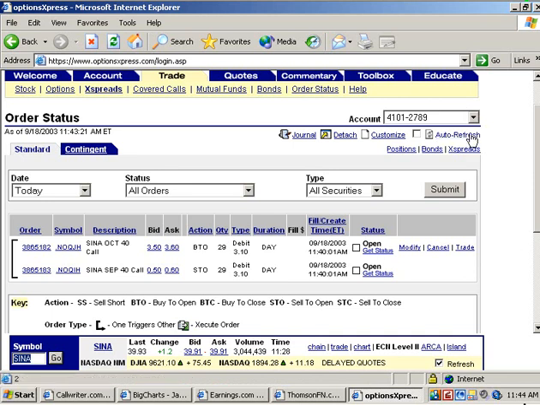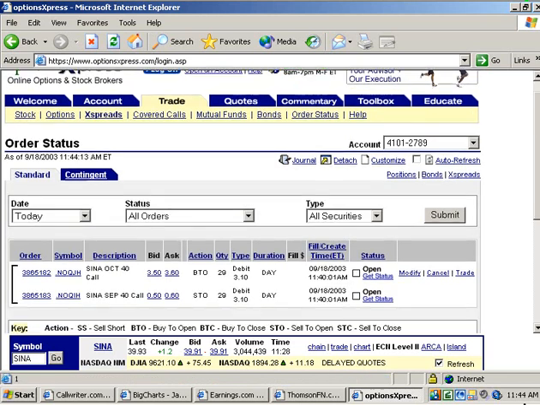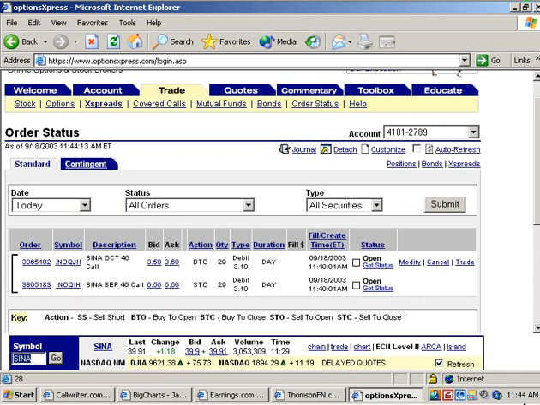Let's do another refresh. And it's still showing open, okay? And what you want to do, if it's showing open for too long, basically, you definitely want to pick up the phone and call Options Express and see what the problem is. And definitely, if you match your limit debit, which is the net of the money going out, which is $3.60, and the money coming in, which is 50 cents, there's no reason why this shouldn't go through right away. Okay, so we're going to keep refreshing.